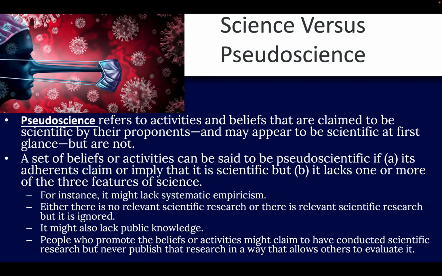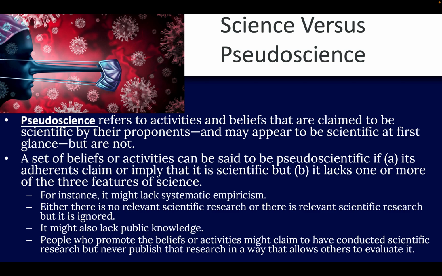Pseudoscience refers to activities and beliefs that are claimed to be scientific by their proponents, and many appear to be scientific at first glance, but are not. A set of beliefs or activities can be said to be pseudoscientific if A, its adherents claim or imply that it is scientific, but B, it lacks one or more of the three features of science. For instance, it might lack systematic empiricism. Either there is no relevant scientific research or there is relevant scientific research, but it is ignored.